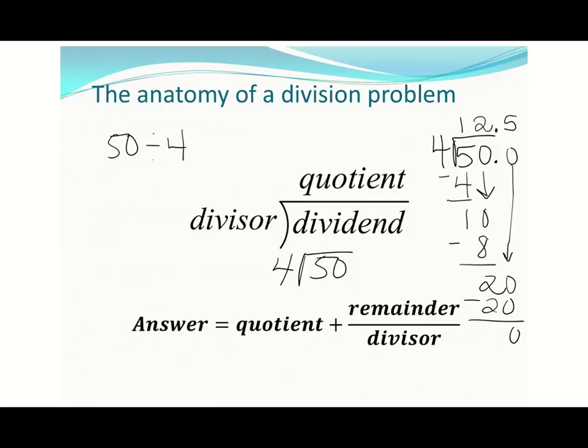Now this is the process that we're going to be going through in order to divide polynomials. Now 12.5, our answer, would be the same thing as our quotient, 12, plus our remainder, which is our 0.5, so it would be 1/2.